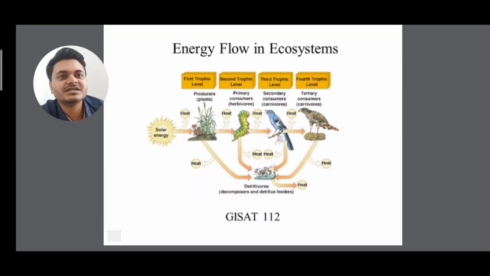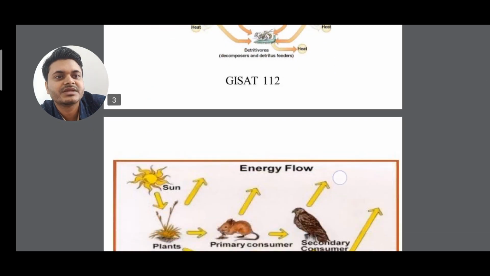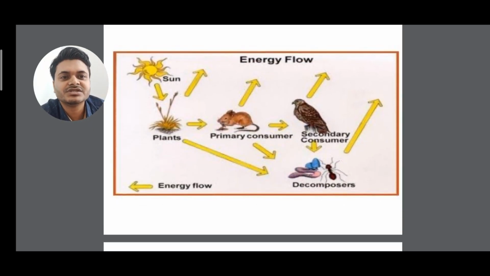You can see the energy flow in ecosystem: first trophic level, second trophic level, third trophic level, fourth trophic level. You can see solar energy, that means heat is released. In every trophic level the heat is released. From solar energy, it is taken by the plants or producers, then to the primary consumer, herbivores, then to the secondary consumer, carnivores, then to the tertiary consumer, carnivores. Clear? So this is the energy flow in ecosystem: sun, plants, primary consumer, secondary and tertiary consumer.